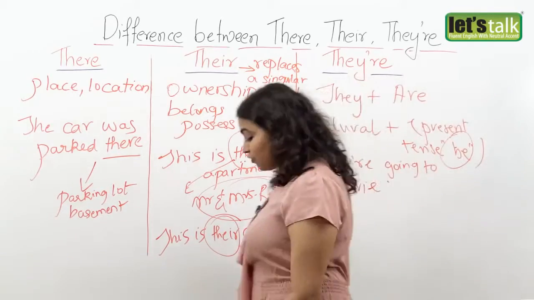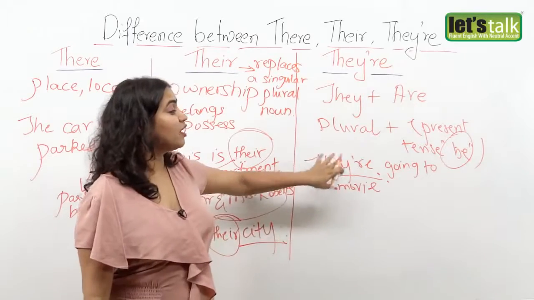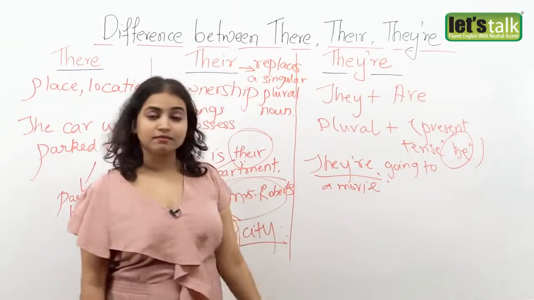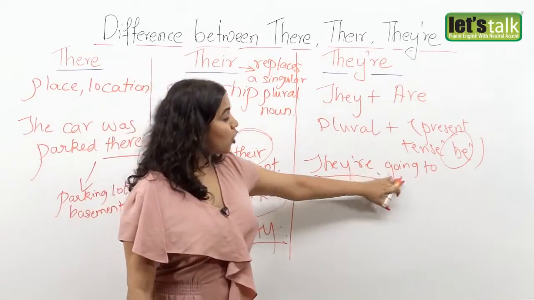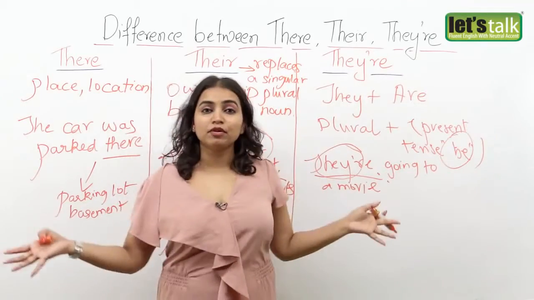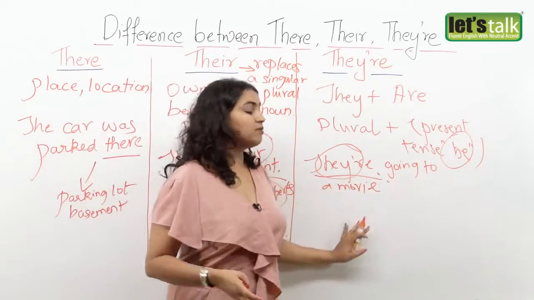All right, so you can say they're going to a movie. Now, why do I say they're going to a movie? Because I'm saying they are going to a movie. Okay, so they are going to a movie. So we're talking about a plural. We're talking about many people, and they are. So they're doing something. So they are going to a movie.